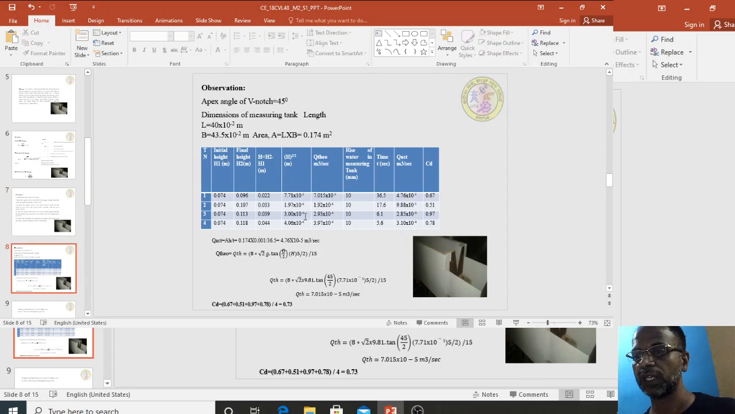Now let us have some typical calculation for better understanding, because without calculation, whatever we explain is like a theory.